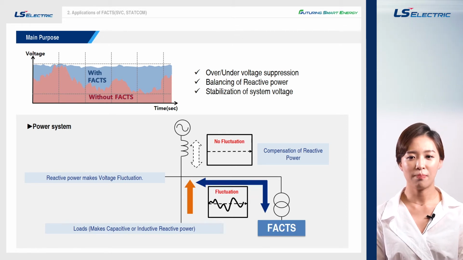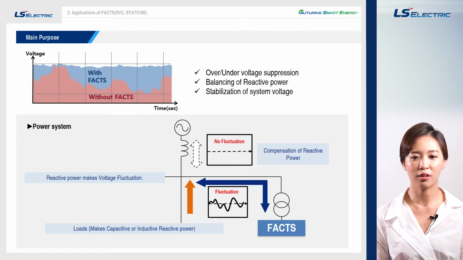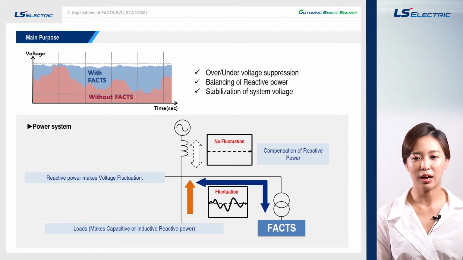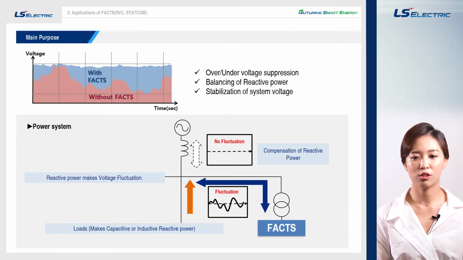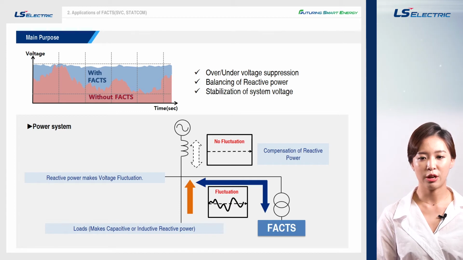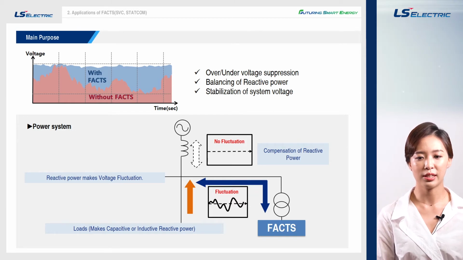FACT is a system which compensates reactive power on the power system to stabilize system voltage. When you look at the graph without FACTs, which is highlighted in red color, the voltage fluctuates widely and unstably. However, when FACTs is applied, over and under voltage are suppressed and voltage regulation is improved. If you refer to the diagram below, load makes reactive power, and most of the power variation phenomena happen on large-scale customer utilities, and this causes voltage fluctuation on system voltage. This way, FACTS can stabilize system voltage and strike a balance of power by compensating reactive power.